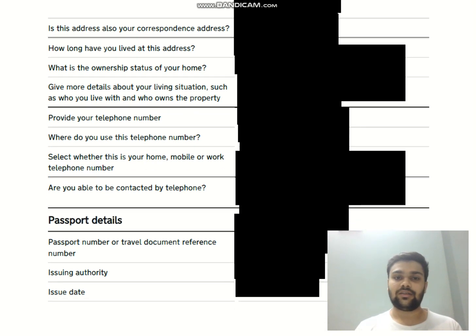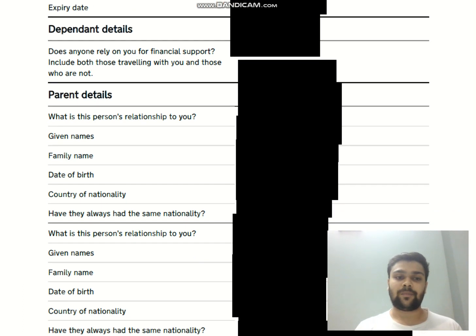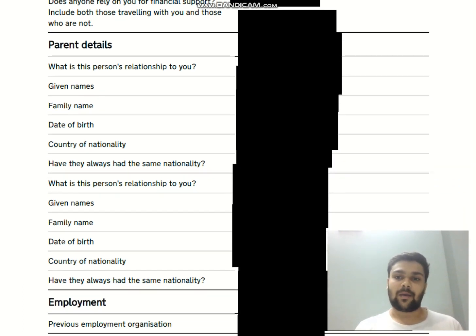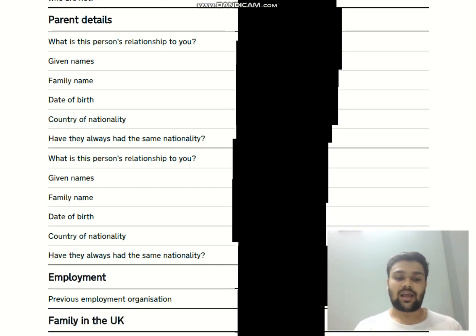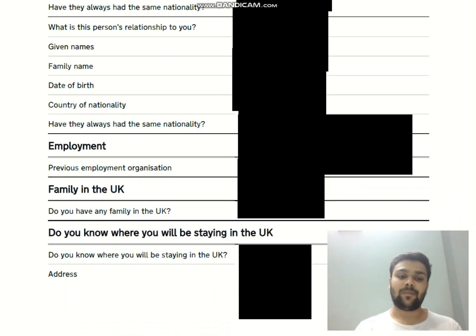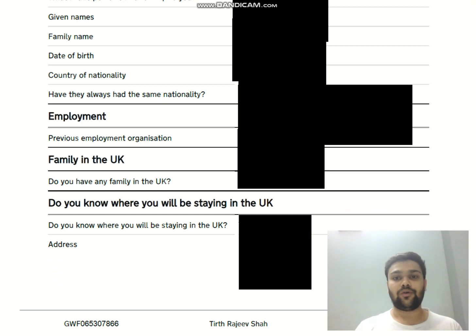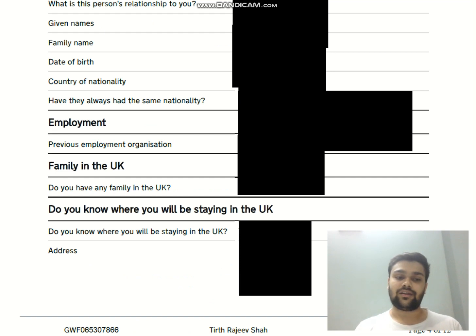Then comes your passport details, your passport number or the reference number, the date of issue, the day your passport is getting expired. Then comes the dependent details. Does anyone rely on you for financial support? Includes both those traveling with you and those who are not. Then comes the parent details. Your parents' name, the family name, date of birth, country of nationality. Have they always had the same nationality? Then comes the family in UK. Do you have any family in UK? Do you know where you're going to stay in UK? So if you have already booked your accommodation, you can write down the address over there.